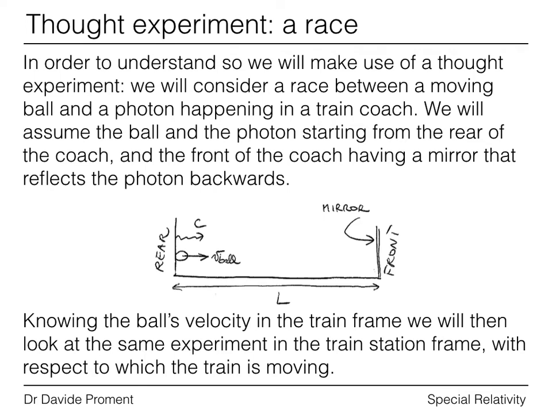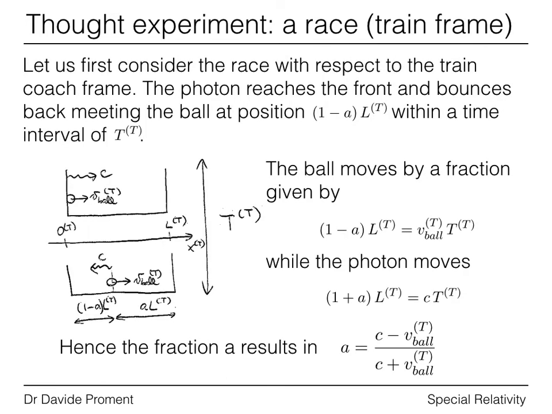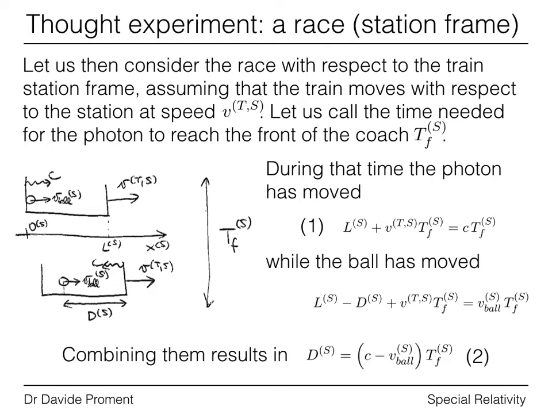To observe how velocities relate between frames when the principle of the constancy of the speed of light is taken into account, we considered the thought experiment of a race between a moving ball and a photon, bouncing back at a mirror. Firstly, we observed the race in the train coach frame, where the coach, where the experiment is conducted, does not move. Then the same race is observed in the station frame, where the train coach is moving with constant velocity.